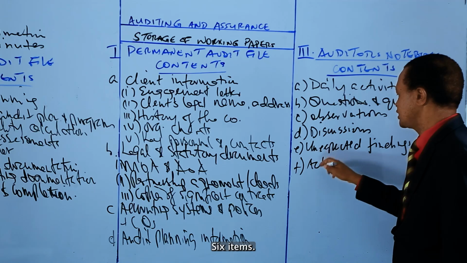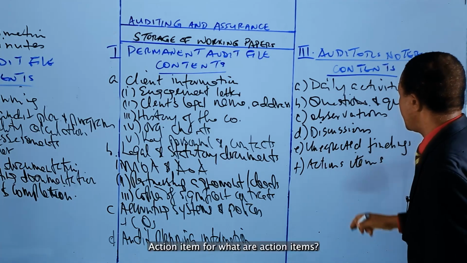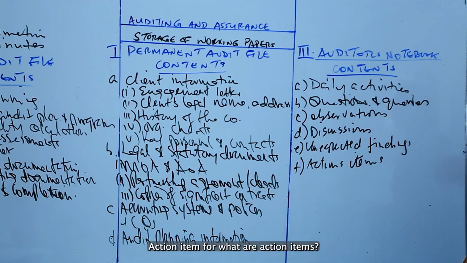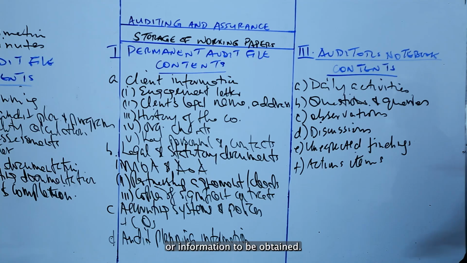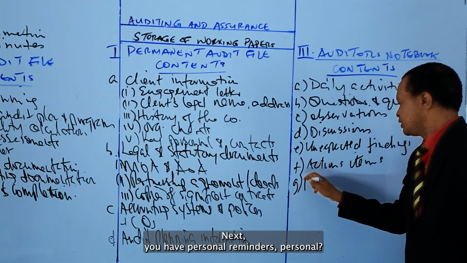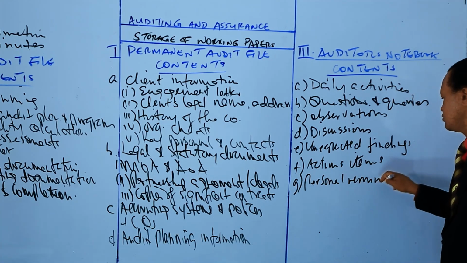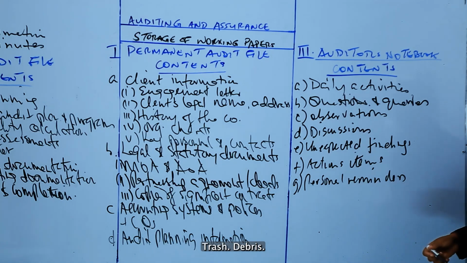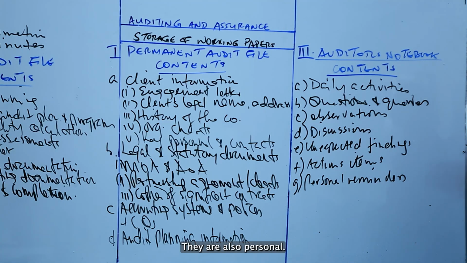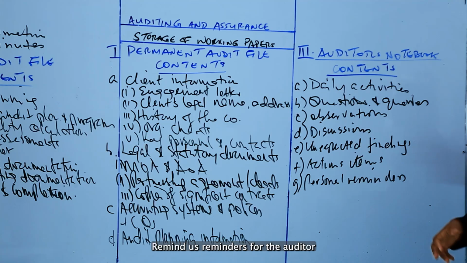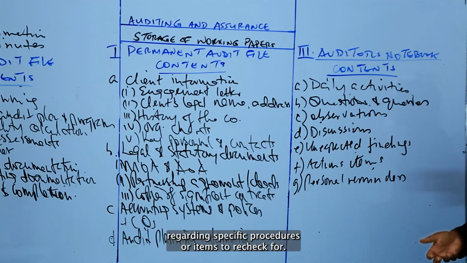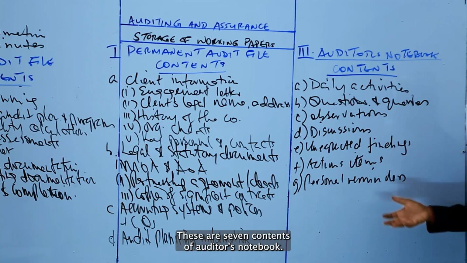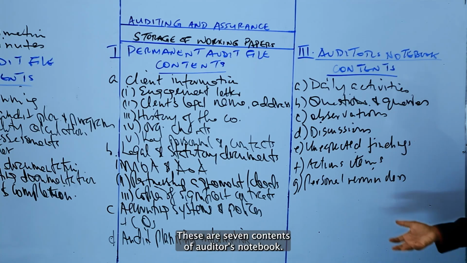Number 6, action items. What are action items? This is just a running list of tasks to be completed or information to be obtained. Next, you have personal reminders. Contained in the auditor's diary, there are also personal reminders. Reminders for the auditor regarding specific procedures or items to recheck. So these are 7 contents of auditor's notebook.